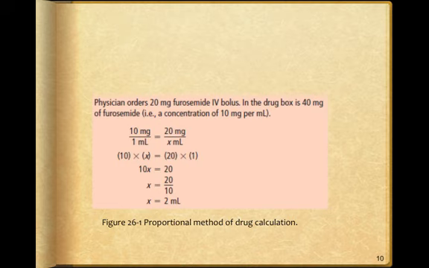Example of this: the physician orders 20 milligrams of furosemide IV bolus. The drug box is 40 milligrams of furosemide, a concentration strength of 10 milligrams per milliliter. We do a cross multiply on this very simply. 20, 10, 2 mL. We'll do more of this as well in Math for Meds.